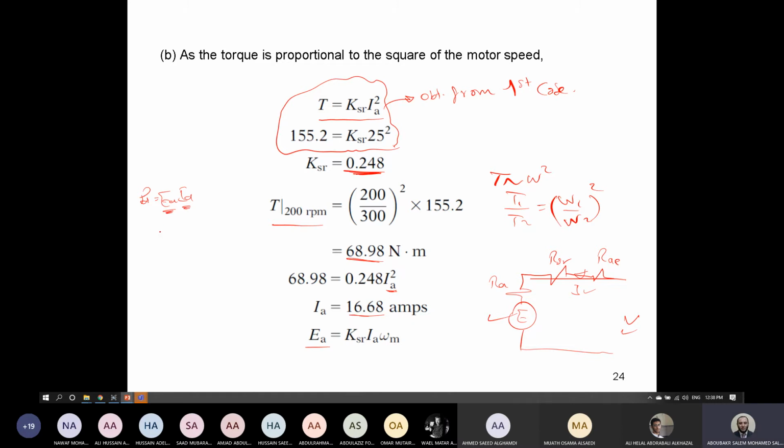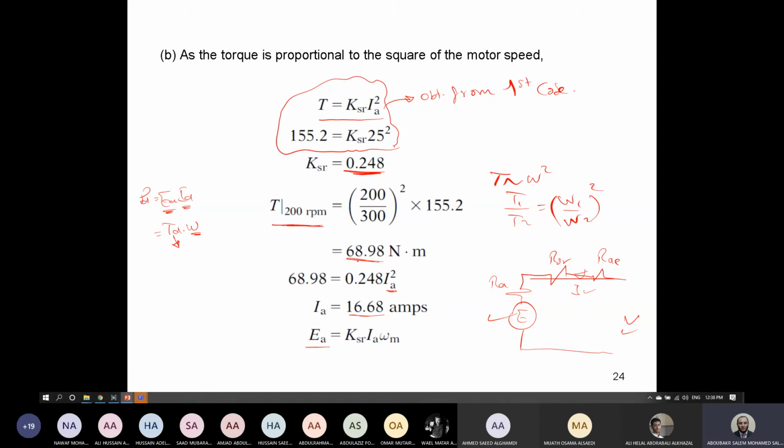And also we can get the power from torque developed multiplied by omega. We have omega and we need to get torque. But we have another relation, which is torque is proportional to omega squared. So we can start with this relation to get the value of torque in the second case. So simply, torque load is proportional to omega squared. This means that T1 over T2 equals omega 1 over omega 2, all squared. So simply we can get the value of torque at 200 RPM.